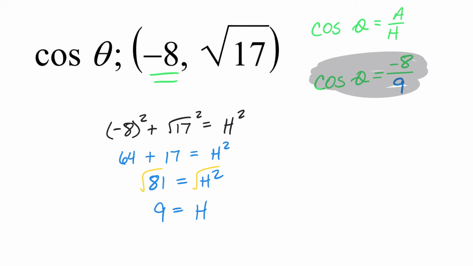If we wanted to find out what this angle was, which we might do later on, remember we just need to do the inverse cosine. Inverse cos, and then we would do it on the other side. So the angle, if you're interested, would be the inverse cos of -8 over 9. But we're only looking for the ratio right now.